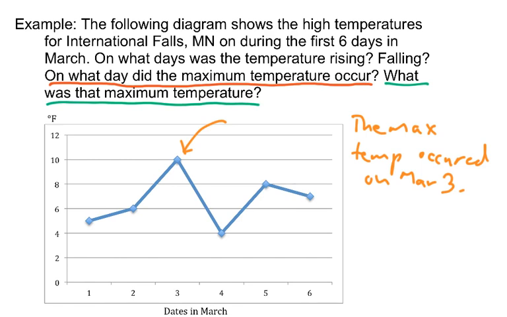The alternate question, though, is what was the maximum temperature? The maximum temperature would be the y value that goes with that particular x value. And the maximum temperature looks like it was a toasty 10 degrees. So the maximum temperature was 10 degrees Fahrenheit.